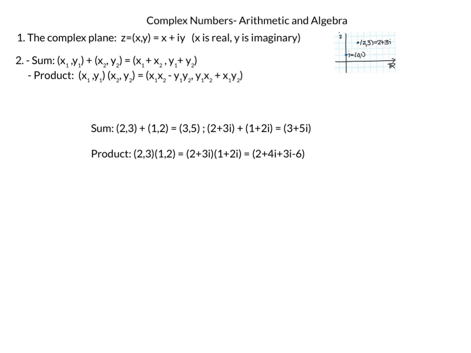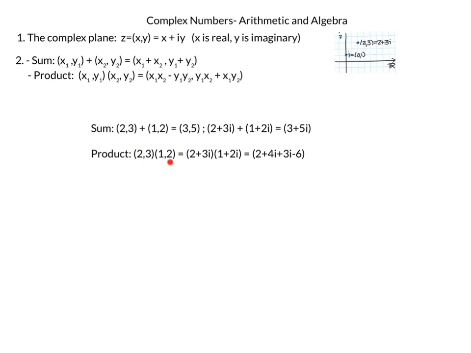An example is if we have the number 2, 3 plus 1, 2, which represents the complex numbers 2 plus 3i and 1 plus 2i. If we look at the ordered pairs and add them together, 2 plus 1 is 3, and 3 plus 2 is 5. And that's the same thing we would get when we add these two complex numbers algebraically. We add the real parts and we get 3, and then we add the imaginary parts and we get 5. So this 3 plus 5i is represented by 3, 5.